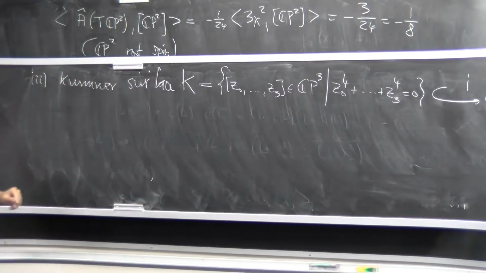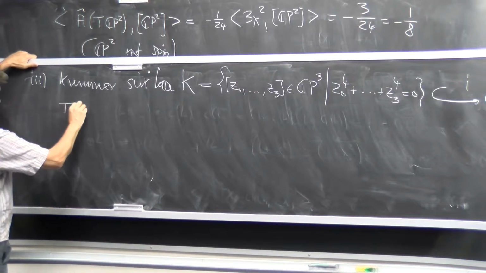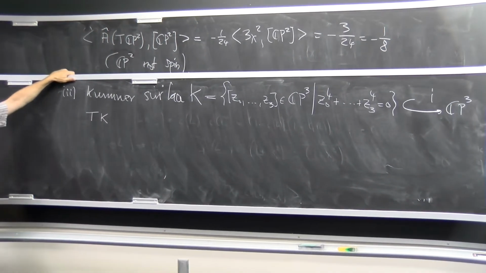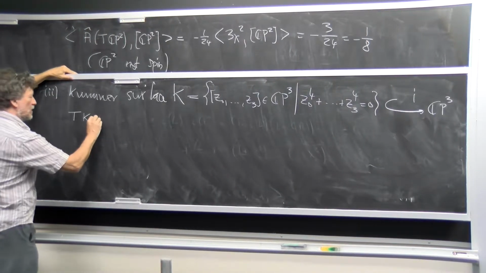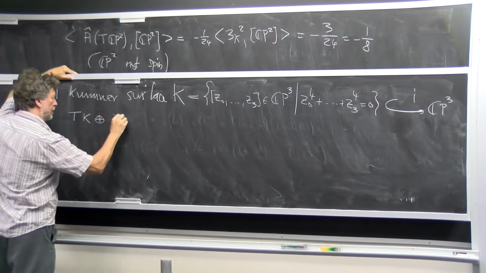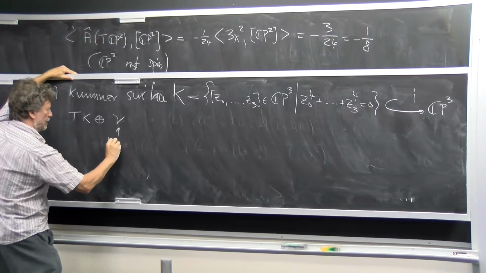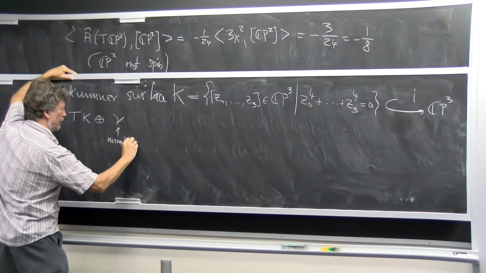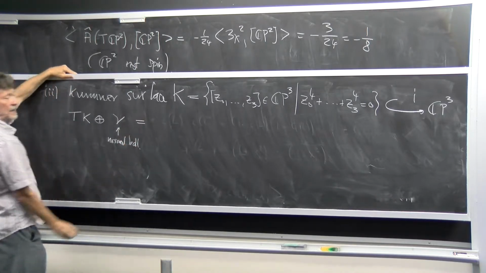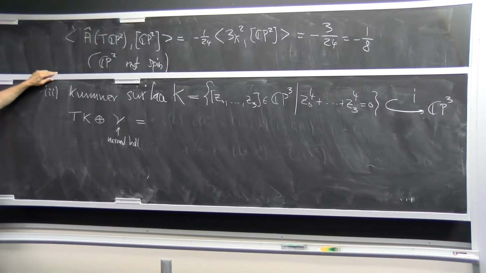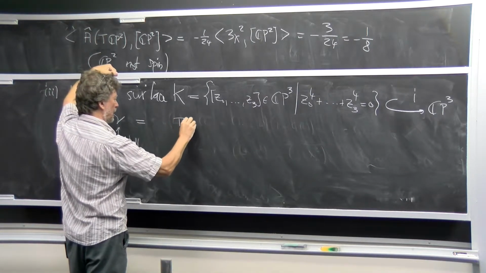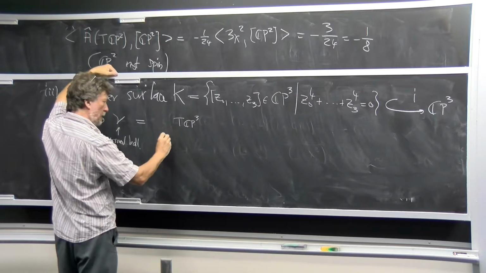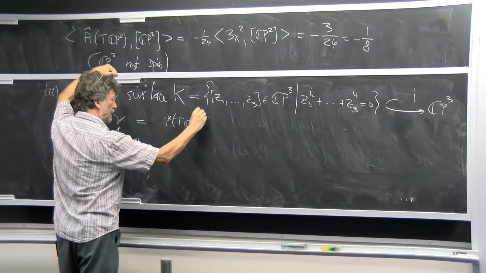Okay, so first thing is we need to figure out, what's the tangent bundle of that thing, right? What do we know about that? Well, it embeds in CP3. So if I add to the tangent bundle the normal bundle, then I get the tangent bundle of the ambient space restricted to K, right? So I get the tangent bundle of CP3 restricted to K, or in other words, pulled back via the inclusion map.